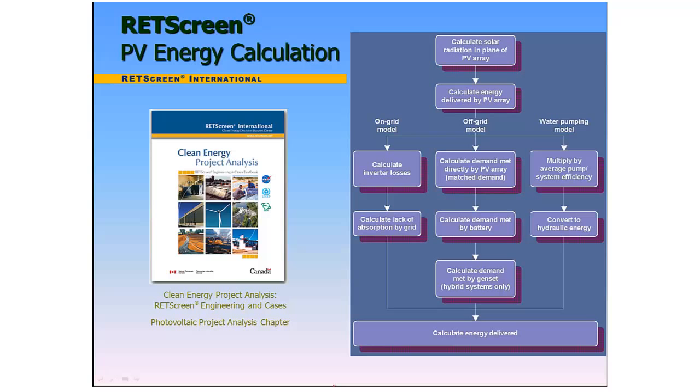For off-grid systems, RETScreen must determine what portion of the array's output is used directly by the load and what portion is stored in the battery for later use. The latter portion suffers losses due to battery inefficiencies.